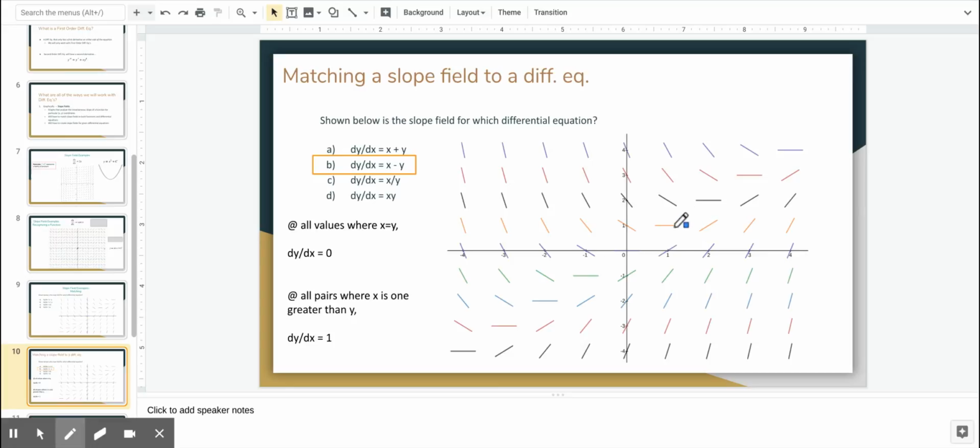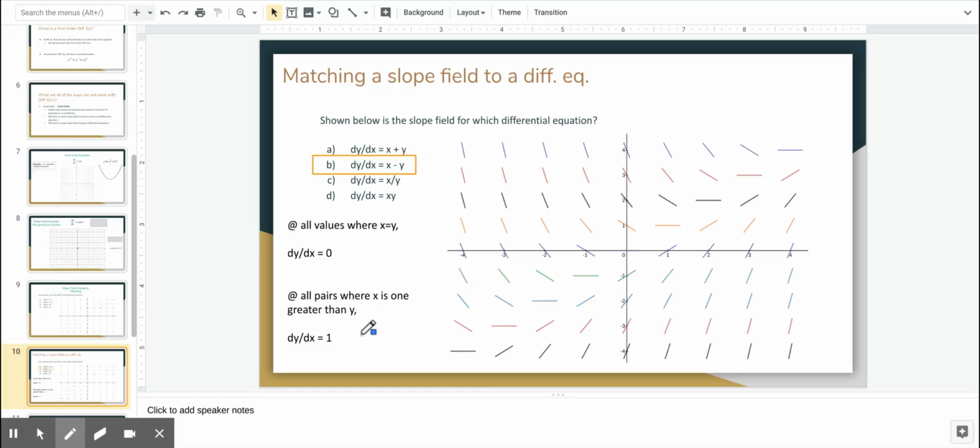So at 1, 1, the slope is 0. At 2, 2, slope is 0. At -3, -3, the slope is 0. Meaning that if I were to subtract those two values from one another, I should get 0. x minus y, if x equals y, that should be 0. That was my first clue that the answer was B.